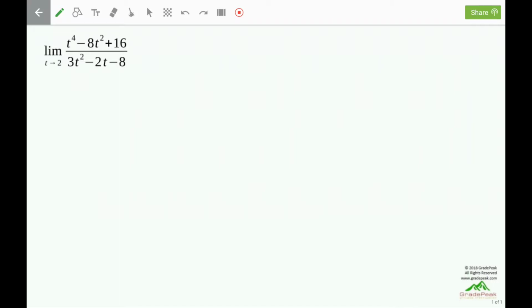Limit as t goes to 2 of t to the fourth minus 8t squared plus 16 over 3t squared minus 2t minus 8. The first thing we are going to try is plugging 2 in for each of the t's. In the numerator, that'll be 2 to the fourth minus 8 times 2 squared plus 16 divided by, in the denominator, 3 times 2 squared minus 2 times 2 minus 8.